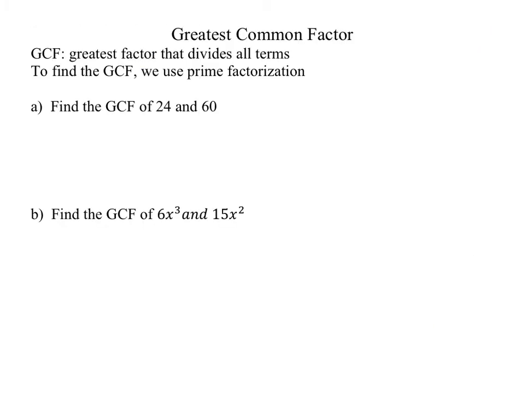Now we're going to be looking into greatest common factor. The greatest common factor is a number that divides all terms. So what I want to do is find the prime factorization of each of them and then see what they have in common. When I find the GCF of 24, I might do it on the side or think of it in my head, but I like to just draw the tree just because it's easier. 24 I know is 2 times 12. 12 is 3 times 4, and then 4 is 2 times 2. So I have 2 raised to the 3rd power.